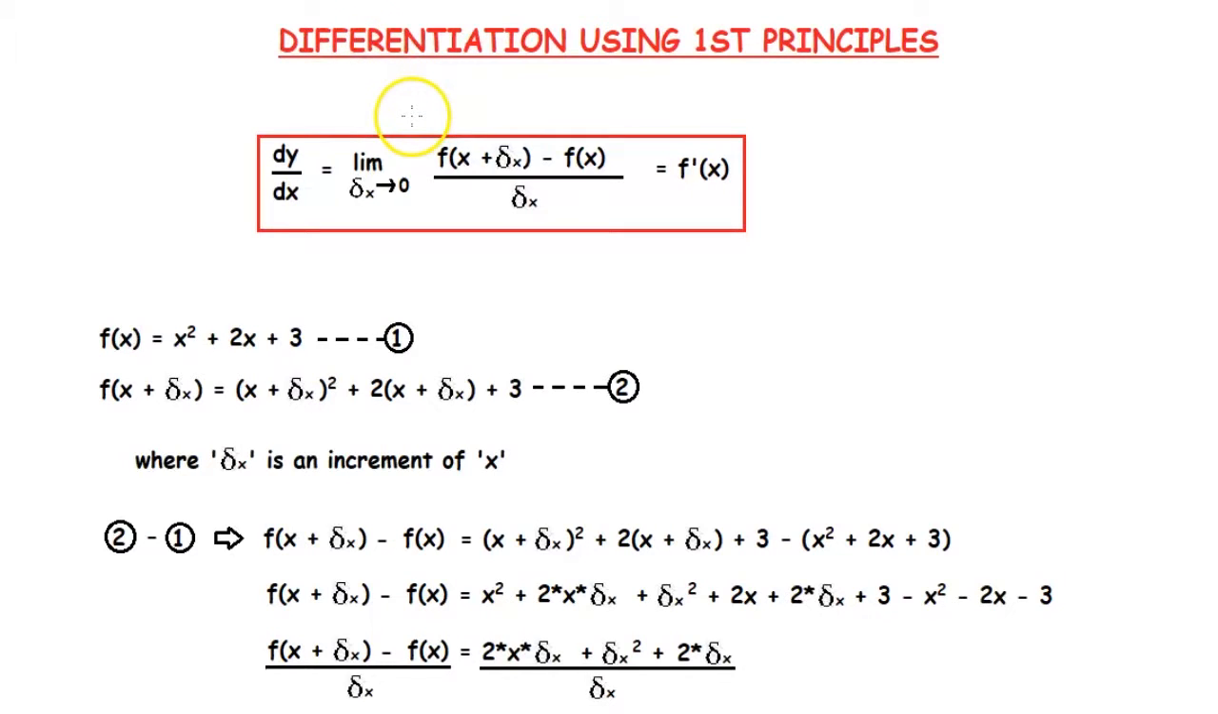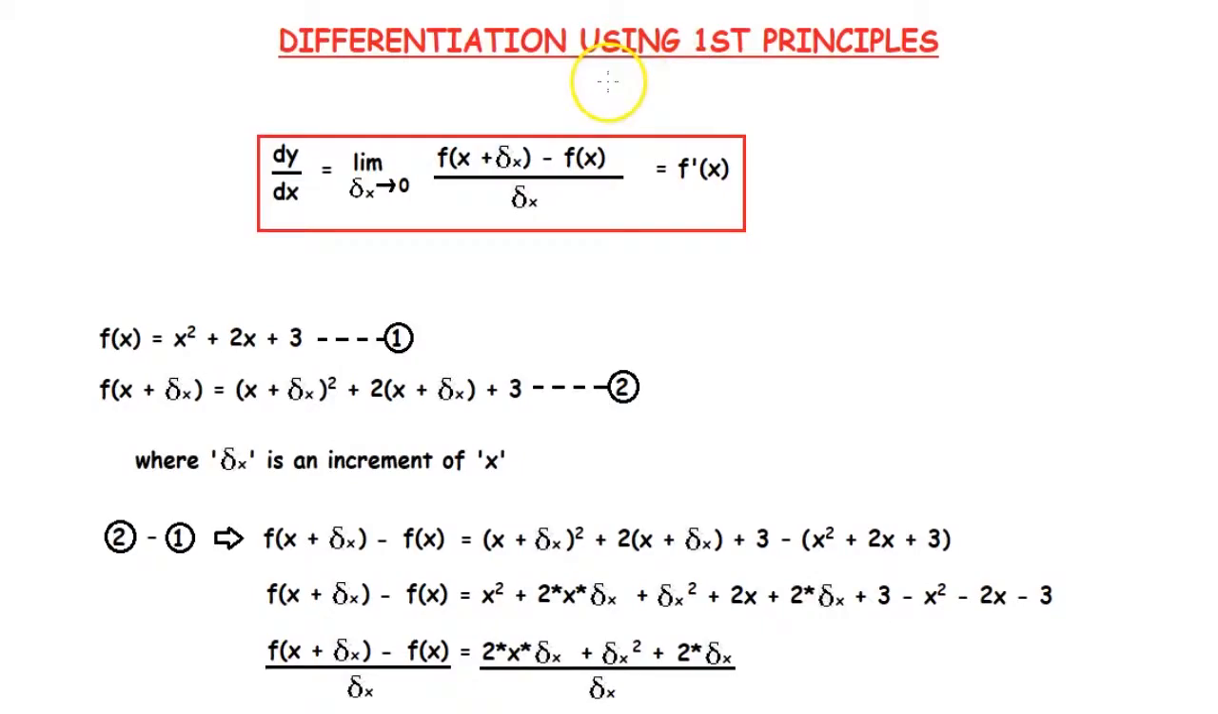Today we will learn how to find the derivatives of functions using the first principles. In our previous video, we learned this formula: dy by dx equals limit of f of x plus delta x minus f of x divided by delta x as delta x tends to 0. Another way of representing the derivative is by using f prime x. Basically, f prime x and dy by dx are the same.